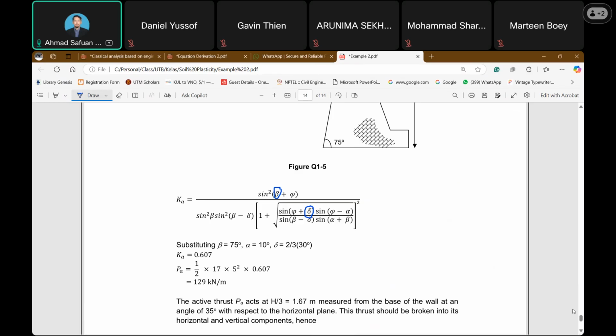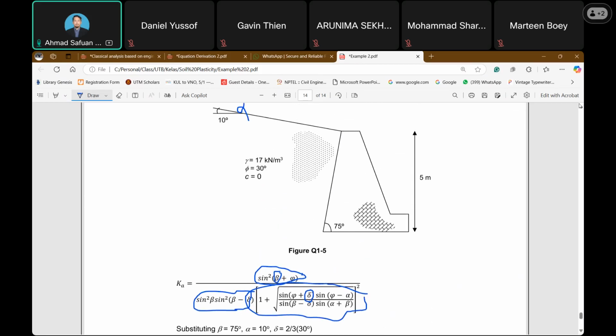Okay, you may separate. So this will be the first value, the first sub equation, second sub equation, and the third sub equation. So for the property, for example, alpha is 10, beta is 75, delta is 2/3 from 30, so 2/3 from 30 is 20. And the phi is 30.